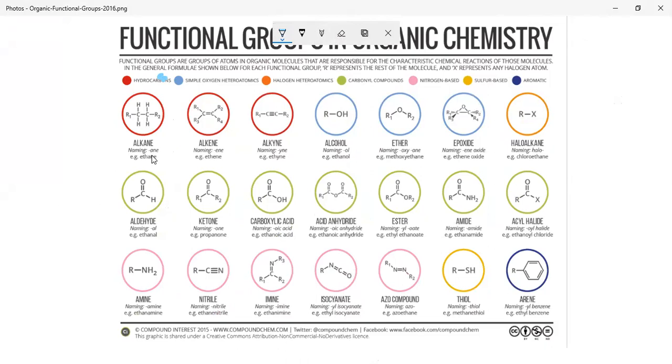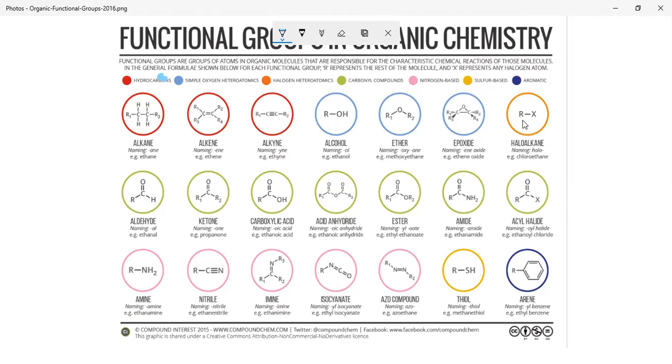Now what did we study in 11th? Alkane, alkene, alkyne. The ones in red color are hydrocarbons. We studied this. Now what we are going to study, first chapter, haloalkane, right? What is a haloalkane? There is a halogen. Halogen derivative. So R, what is R? Some hydrocarbon kind of group.